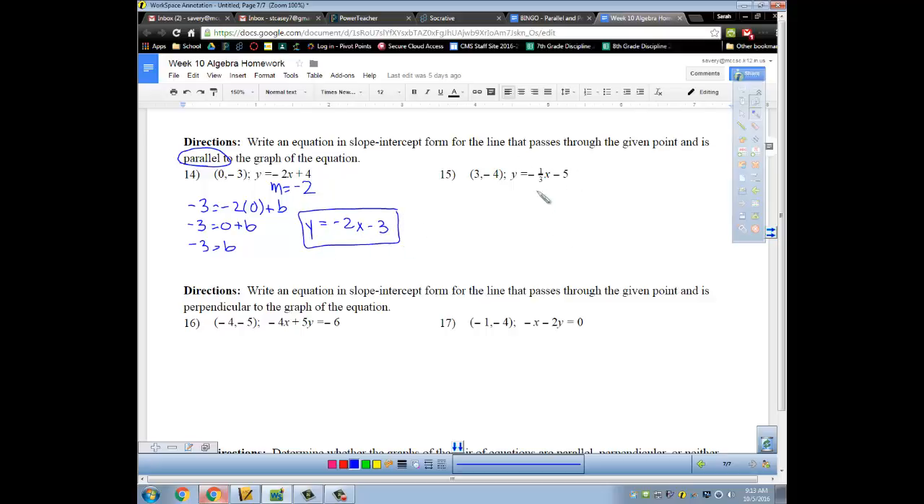Number 15, we need our slope to be the same, so negative 1/3. We get negative 4 equals negative 1/3 times 3 plus b. Negative 1/3 times 3 is negative 1. Add 1 to both sides to get b equals negative 3. So your equation is y equals negative 1/3 x minus 3.